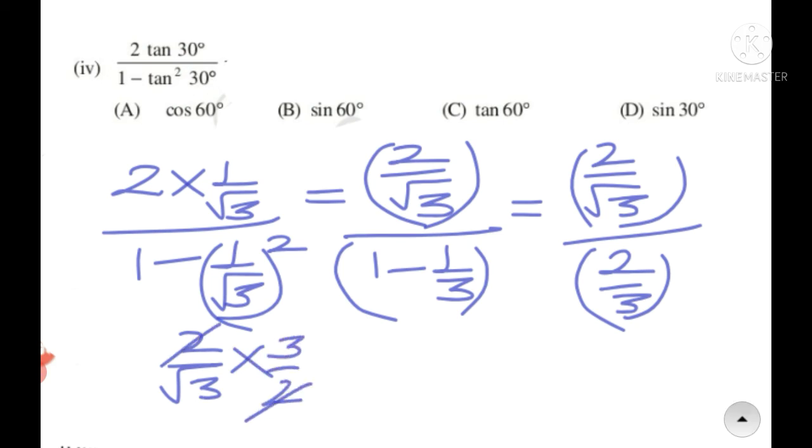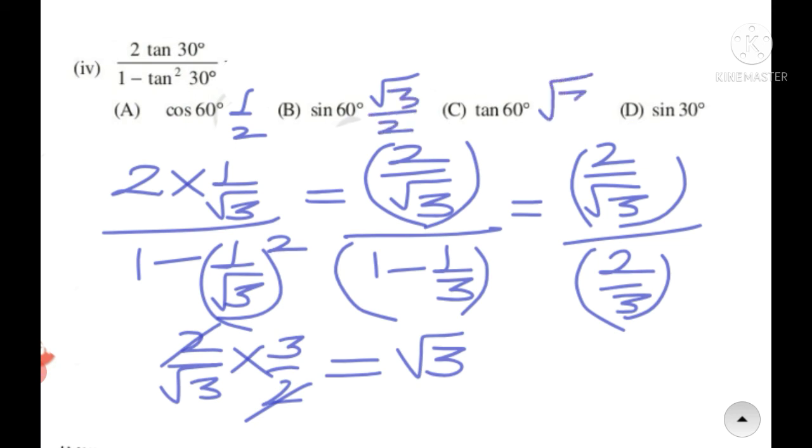Now 2 gets cancelled, and as I just told in the third part, in 3 there are 2 root 3's. So once I cancel 3 by root 3, I get only root 3. Now there is no option of root 3, but we have to see for all the values. Cos 60 is 1 by 2. Sin 60 is root 3 by 2. Tangent 60 is root 3 and sin 30 is 1 by 2. So clearly you can see that C is our correct option.